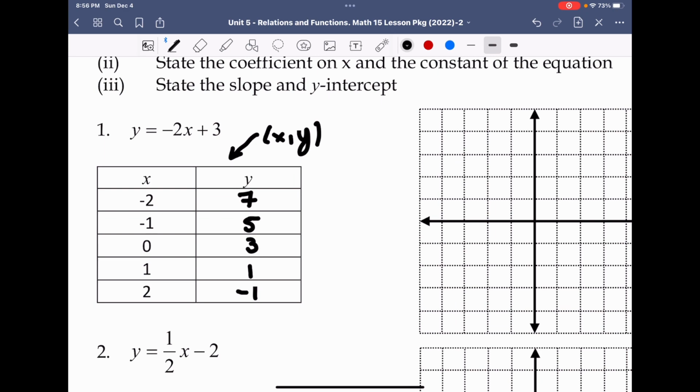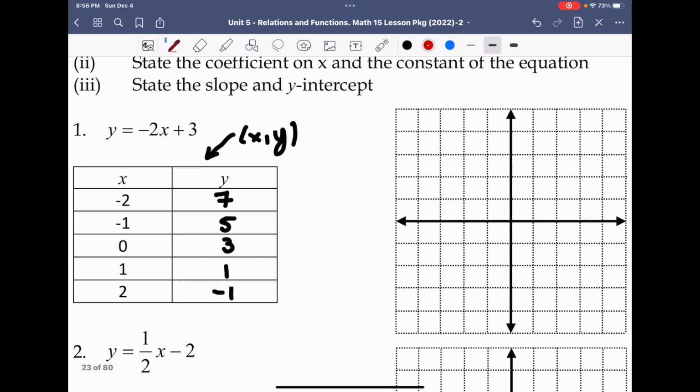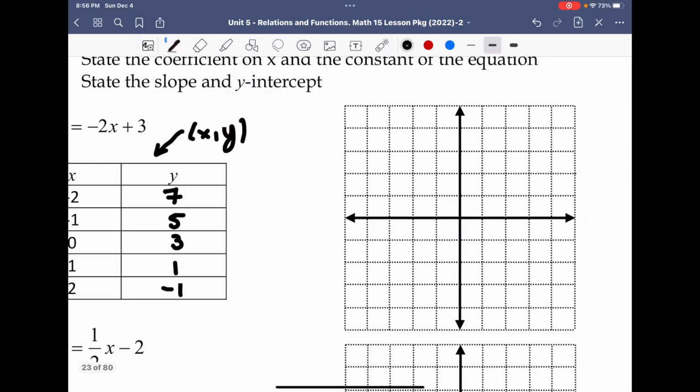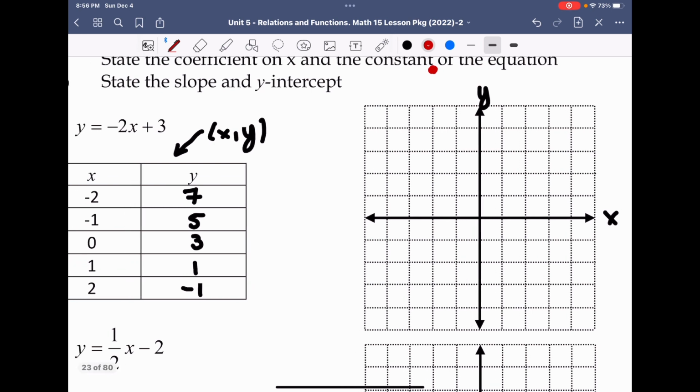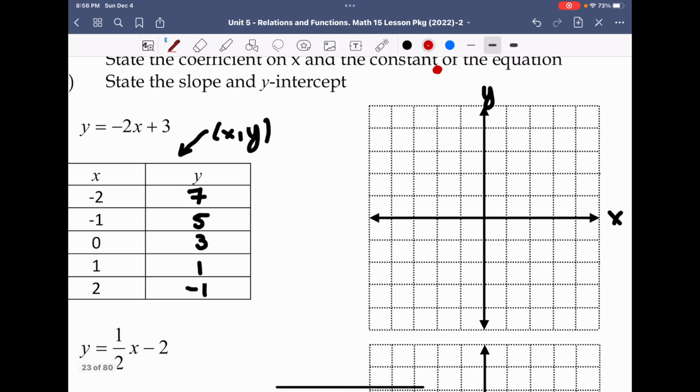So we're going to go to -2 for x, and maybe it would be important to label our axes here. We're going to go to -2 and 7, and that's actually beyond the graph. It's somewhere up here. We then go to -1 and 5, which is right at the top of the graph.